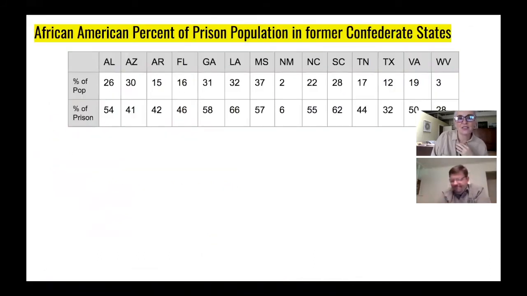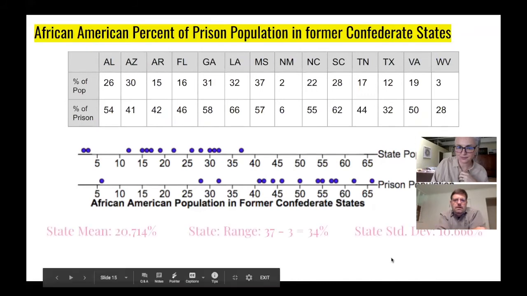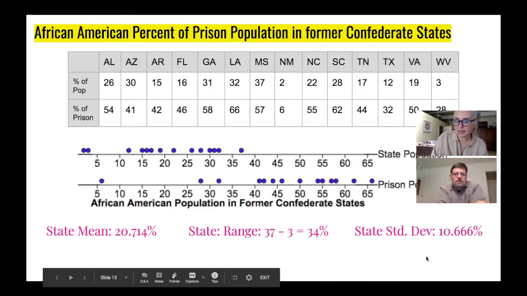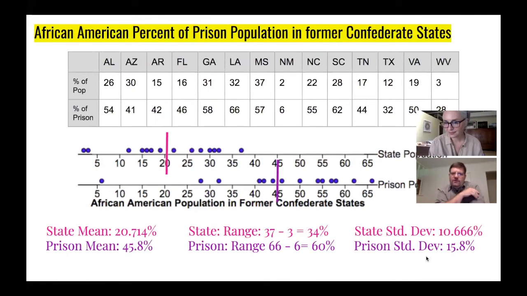Okay, so here we are again, back to our data set. Here are our dot plots. Let's make some sense here. Here's our state information. Here's our prison data from a little while ago. Now she's just going to do the second set for the prison population. She could have used Statcrunch or done it by hand. I don't know how she got it. I'm assuming she used technology. I 100% use technology, yeah.